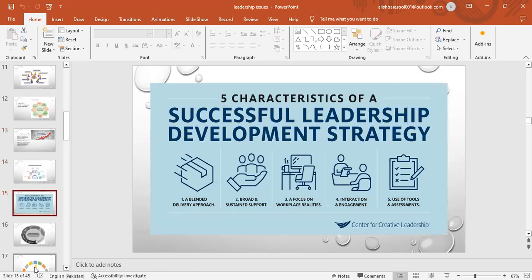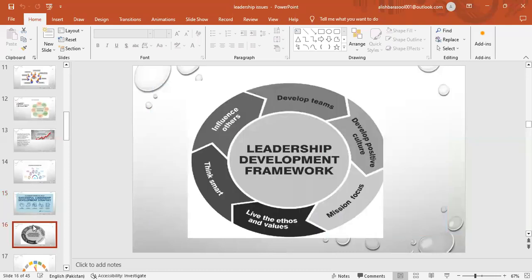Five characteristics of a successful leadership development strategy: 1, a blended delivery approach. 2, broad and sustained support. 3, a focus on workplace realities. 4, interaction and engagement. 5, use of tools and assessments. Leadership development framework: influence others, develop teams, develop positive culture, mission focus, live the ethos and values, think smart.